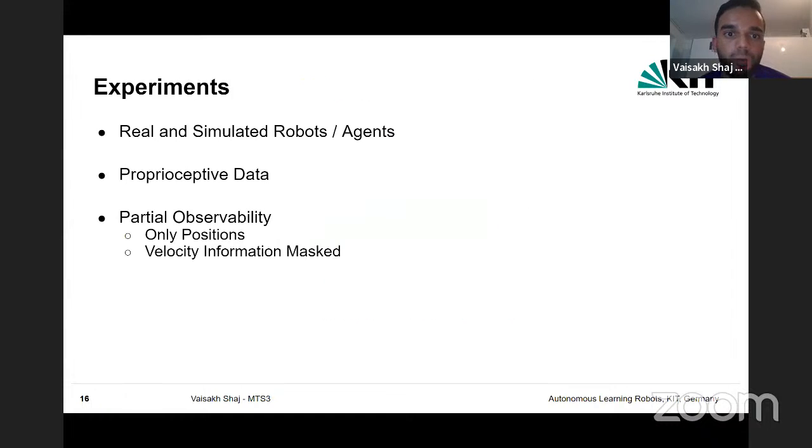So let's move on to the experiments. I perform experiments mostly with predictions on real and simulated robots or agents. We right now focus only on proprioceptive observations, that is joint states and angles. But still, we want to make it more difficult. So we create a scenario of partial observability where only the joint positions are given and we mask out the velocities, and the latent state has to infer them over time. So it's a tricky scenario. It's a difficult problem.